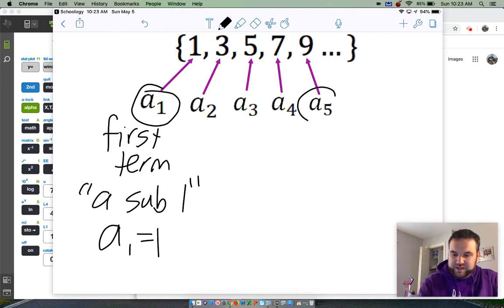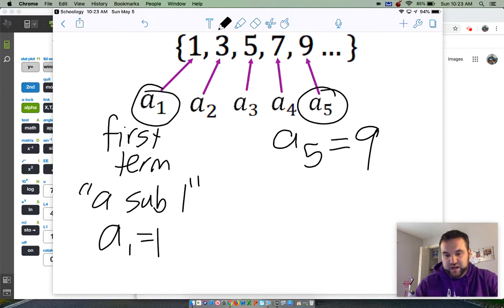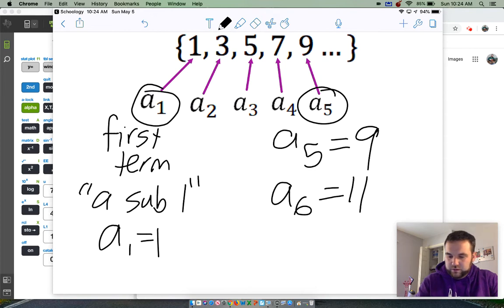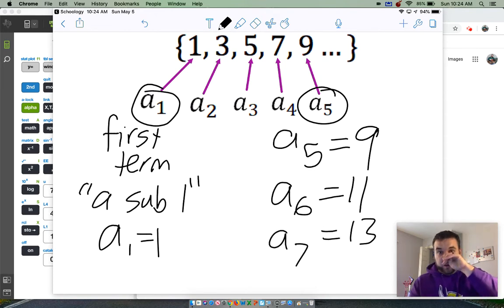If we jump to the end, the fifth number in the list is 9. So we say 9 is the fifth term. So A sub 5 equals 9. If you see this pattern is going by 2s, it's adding 2 every time, 1, 3, 5, 7, 9. So we could say the sixth term would be 11. The seventh number in the list, or the seventh term, would be 13, and so on. And we could keep going from there.